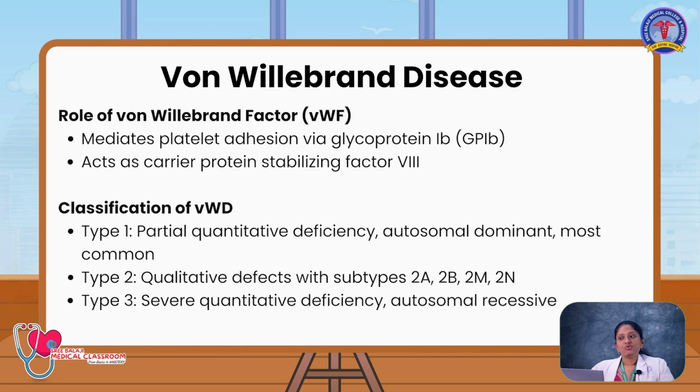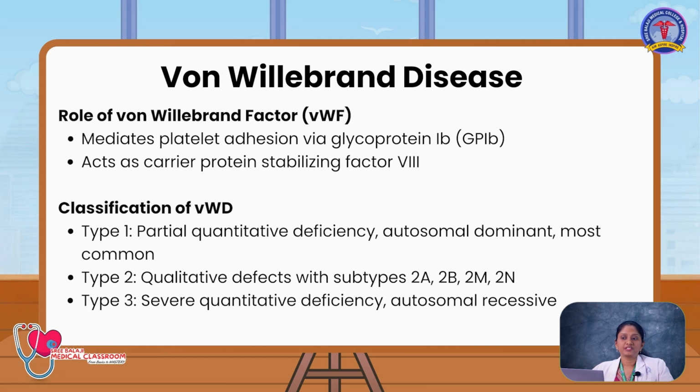Von Willebrand's disease is another inherited disorder of bleeding. First, let us see the role of von Willebrand factor. Von Willebrand factor is a factor which mediates platelet adhesion via glycoprotein 1b. This acts as a carrier protein stabilizing factor 8. So, the deficiency of von Willebrand factor will not stabilize the factor 8 and will lead to severe bleeding in these patients.